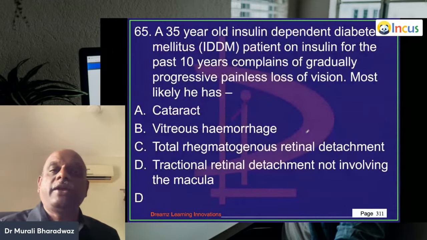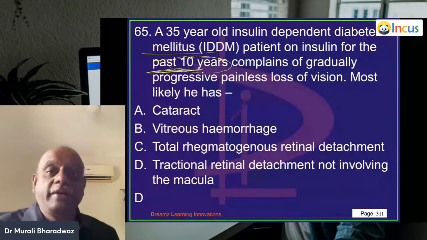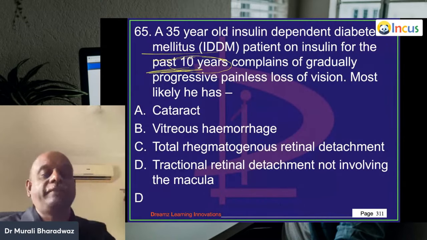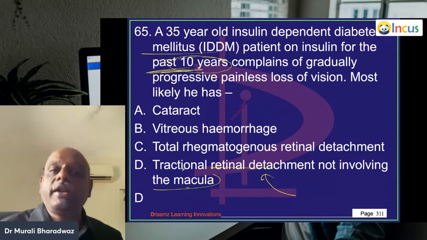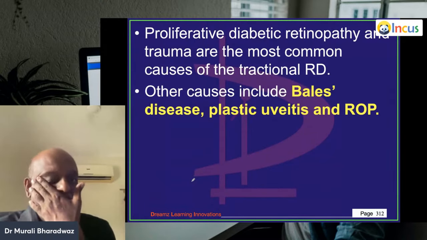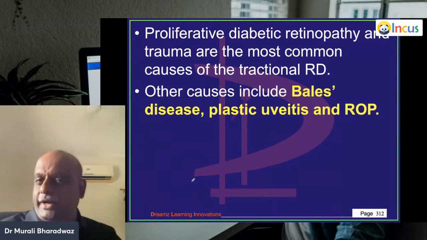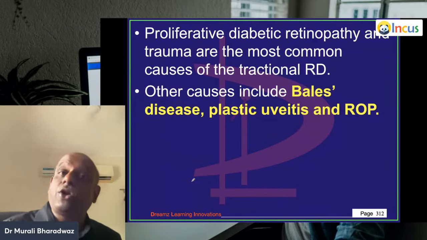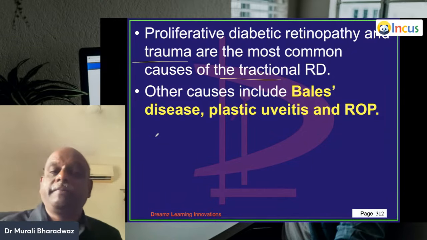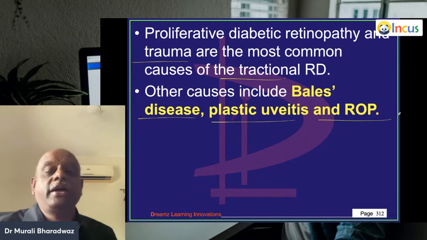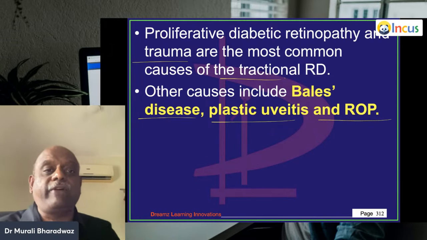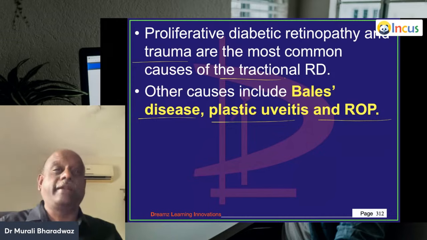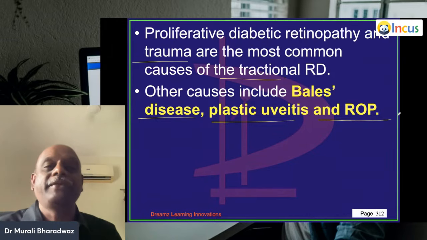A 25-year-old insulin-dependent diabetes patient on insulin for the past 10 years, with progressive painless loss of vision. You'll think of tractional retinal detachment, not involving the macula. So whenever there is any proliferative diabetic retinopathy, there's a tractional retinal detachment. Similarly, trauma is a cause of tractional retinal detachment. Eales disease, plastic uveitis, retinopathy of prematurity, they're all the causes where there is development of fibrosis and tractional retinal detachment is what you need to remember.